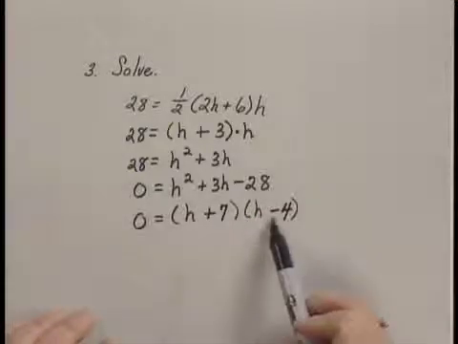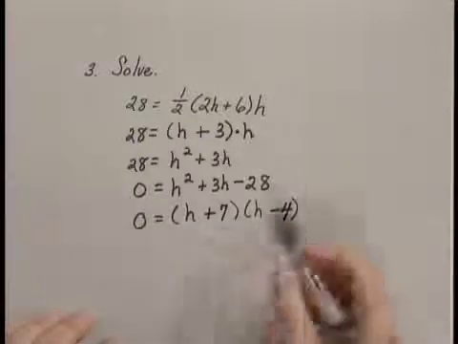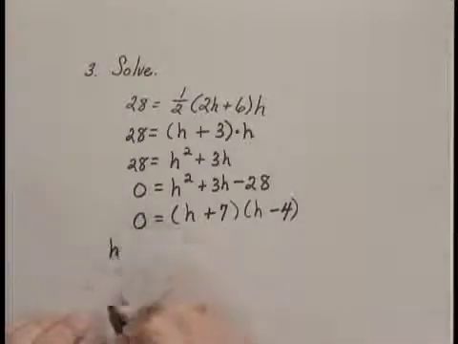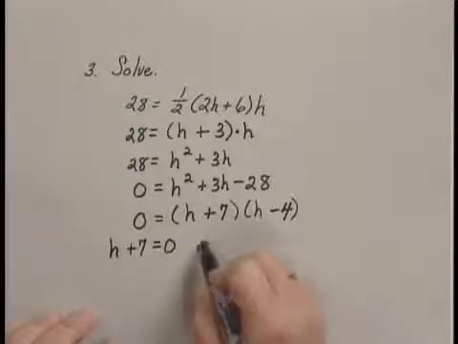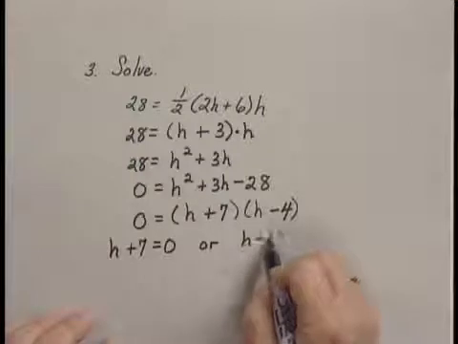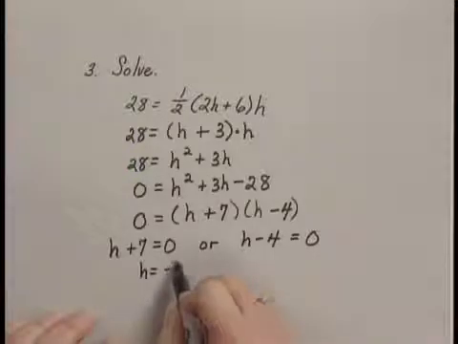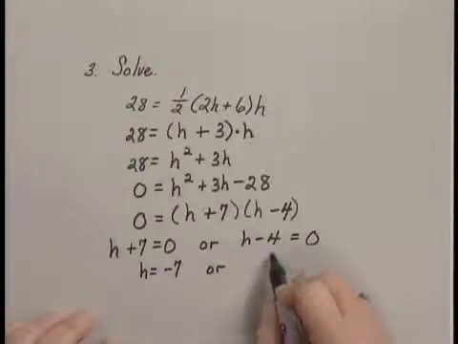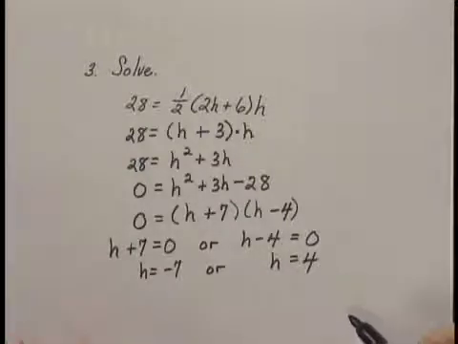Now I have a product at 0, so I can set each factor equal to 0. Using the principle of zero products, I have h plus 7 equals 0, or h minus 4 equals 0. Subtracting 7 from both sides here, I get h equals negative 7, or adding 4 on both sides here, I get h equals 4. Now I'm ready for my next step, and that is to check.